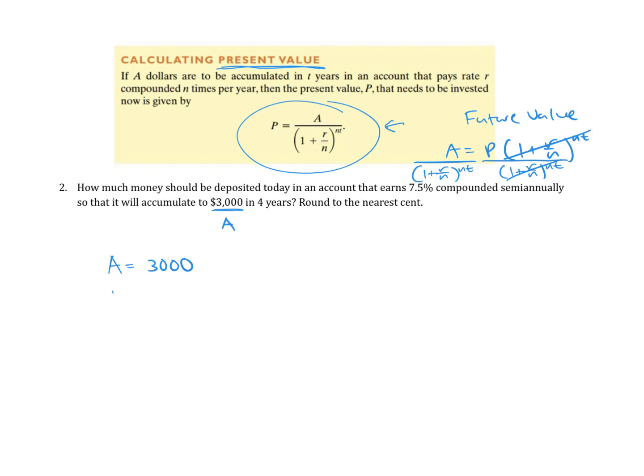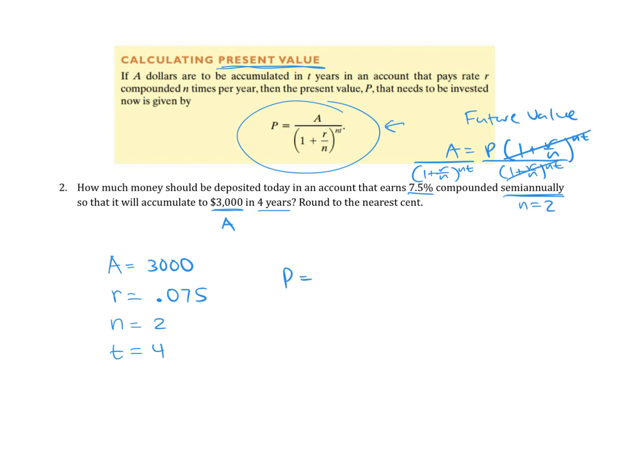We know r is 7.5%. Change that to a decimal and you get 0.075. For n, we are looking for a keyword like semi-annually, which tells us that n is 2 because interest is going to be compounded twice a year. And we want this amount of money in 4 years. So t is equal to 4. And now we can plug this into the formula.